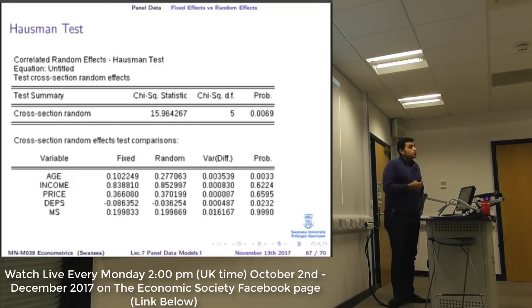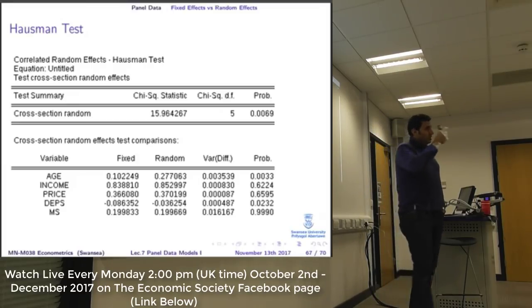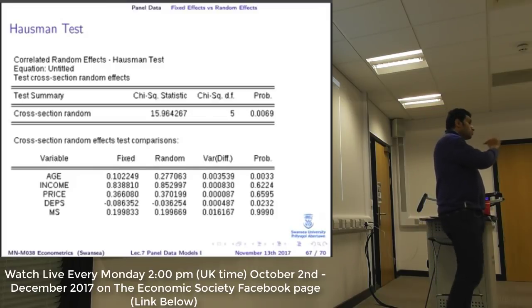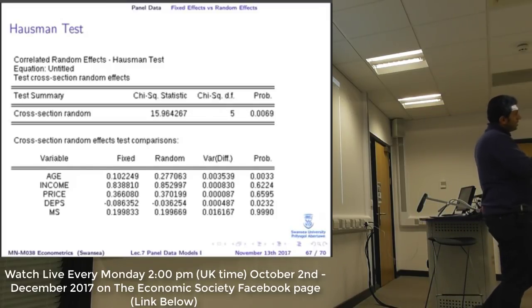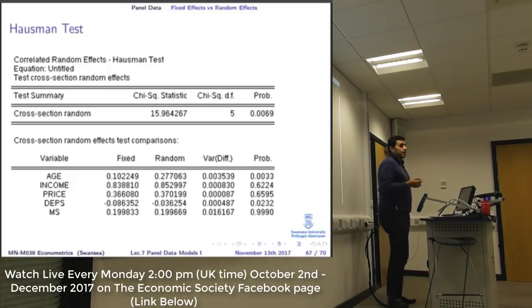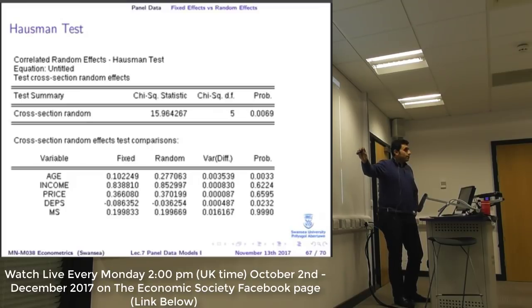Or we could use some sort of instrumental variables, because the main issue here is the correlation between this part of the error term and one of the regressors. Then we could try to find an instrumental variable to represent those regressors that cause the issue, and then estimate the model using instrumental variables. And this is something we hope to cover later in this module. But anyway, for now, if we reject the null hypothesis, we prefer the fixed effect model.